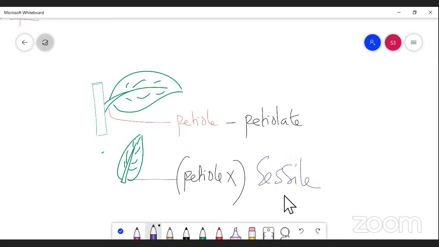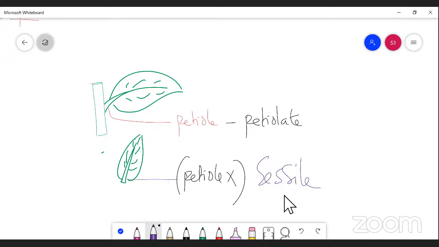Sessile. Sessile is nothing but absence of petiole. That means the leaf lamina does not arise from a stalk, I mean a petiole. It is called sessile. Such a leaf is said to be in a sessile condition. The presence of petiole is indicated by petiolate. The absence of petiole is called simply the sessile condition.